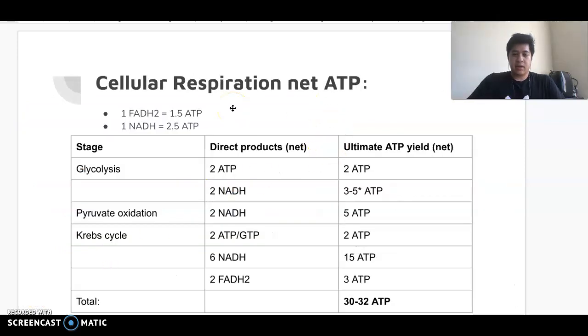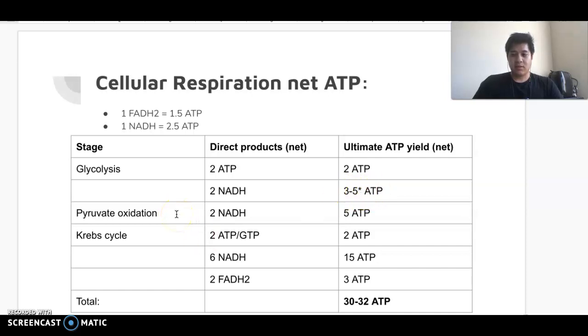So here's the net overall of cellular respiration, ATP formation. 1 FADH2 is equivalent to 1.5 ATP, and 1 NADH is equivalent to 2.5 ATP. Here are the steps of cellular respiration, again, in summary. Glycolysis forms 2 ATP and 2 NADH. 2 ATP goes to 2 ATP, and 2 NADH, we multiply by 2.5, and we're left with 3 to 5 ATP. I'll explain what that is momentarily.